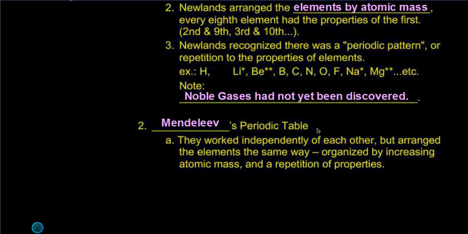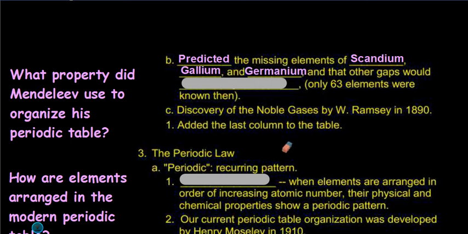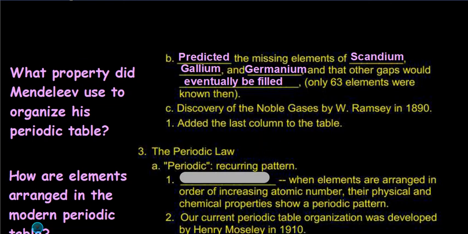And that takes us to our next page. Okay, Mendeleev predicted the missing elements of scandium, gallium, and germanium, and that other gaps would eventually be filled, and there were only 63 elements known at that time. W. Ramsay comes along in 1890 and discovers the noble gases, and he adds the last column to the table. By the way, you should be able to answer this question by now. What property did Mendeleev use to organize his periodic table?